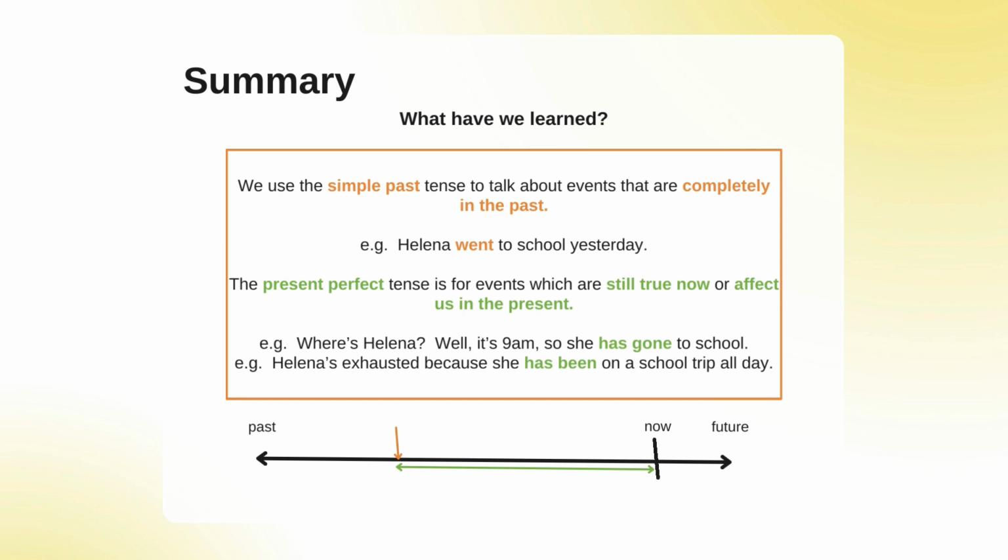Example number 2, Helena's exhausted because she has been on a school trip all day. And in this current moment, she is exhausted. She's tired. So the school trip has made her exhausted in this present moment in time.